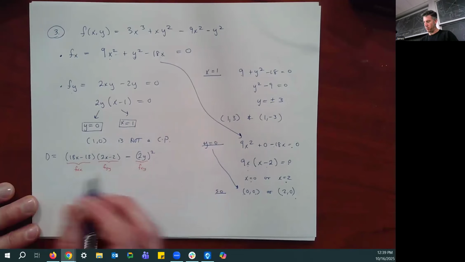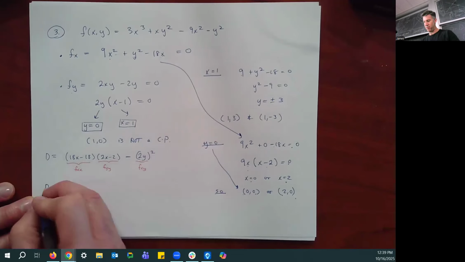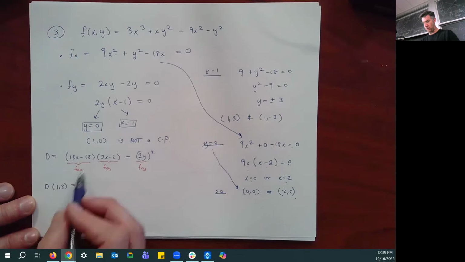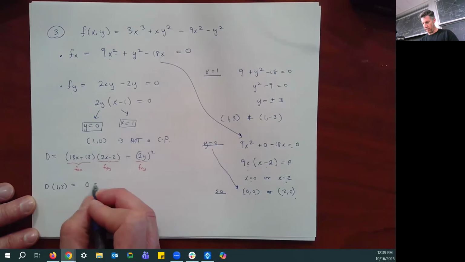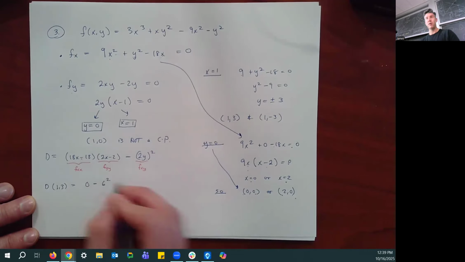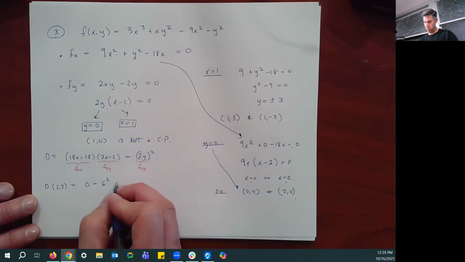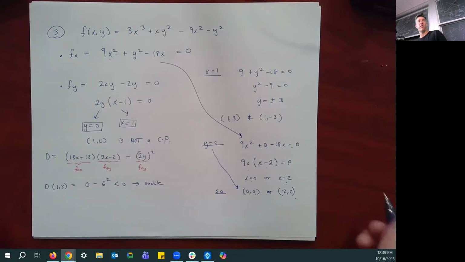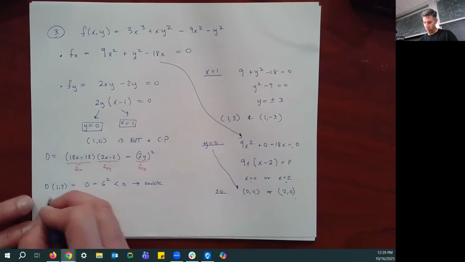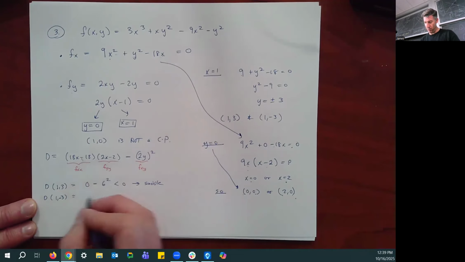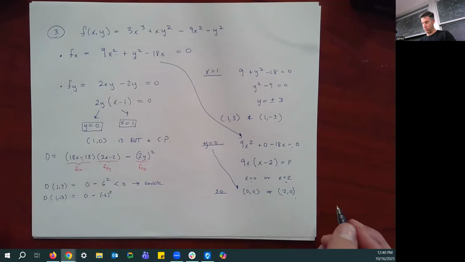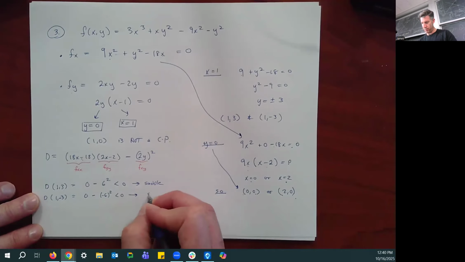So let's go ahead and plug in 1, 3. If x is 1, I'm going to get 0 times 0 minus 6 squared. Definitely negative. So we get a saddle. In fact, the same thing is going to be true if I plug in 1, negative 3. I'm going to get still 0 times 0 minus, now negative 6 squared, which is still negative 36, which is still negative, meaning I get a saddle.